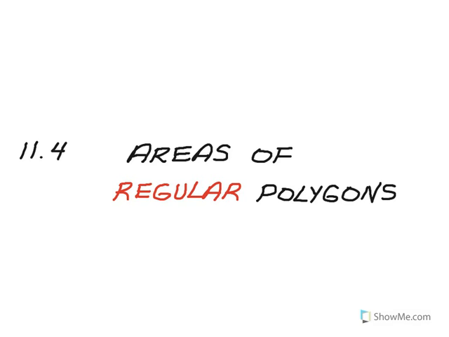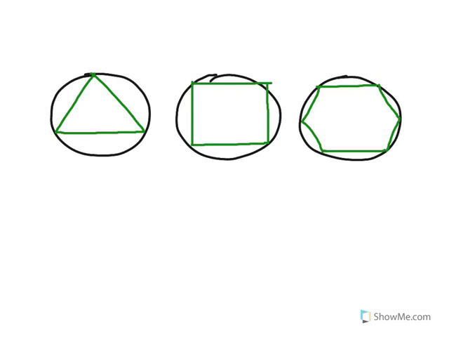Lesson 11.4 is about areas of regular polygons. Regular polygons are polygons that have all sides the same length and all angles the same measure. So they're equiangular and equilateral. And if we were to take a regular polygon and inscribe it in a circle, the center of the circle we would also call the center of the polygon. And from the center of a circle to a vertex would be called a radius.